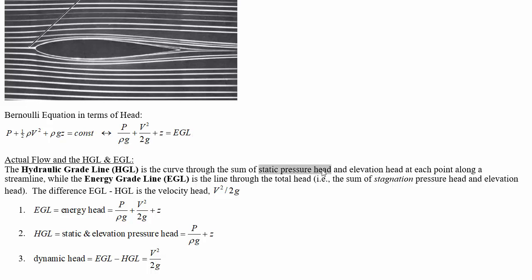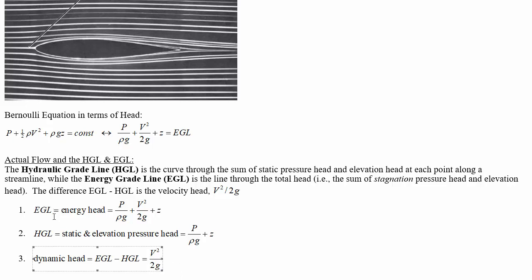The static pressure head is the first one, P over rho g. That's kind of the static pressure in terms of meters units, or head, P over rho g. And the middle one is the dynamic head. So we have energy head, total. The entire thing is all of the kind of mechanical energy available, this is the energy head. The second one, static and elevation pressure head, is P over rho g plus z, so everything but dynamic. And this one, v squared over 2g, is called the dynamic head.